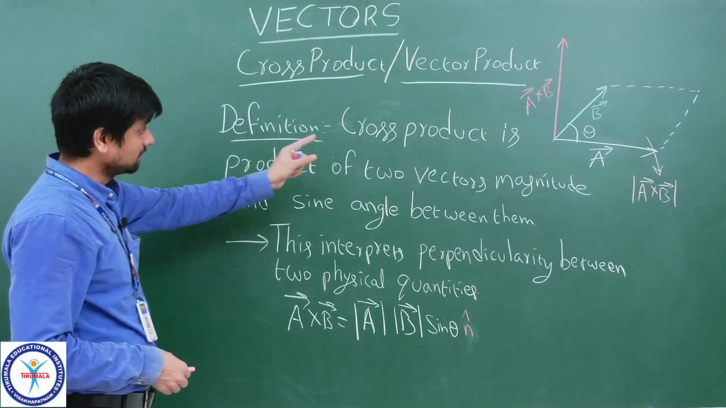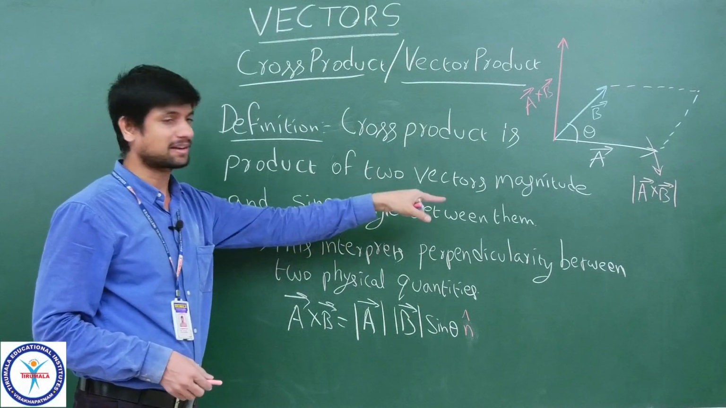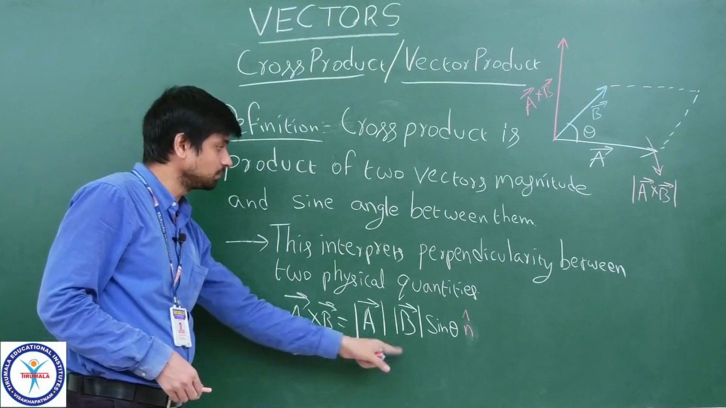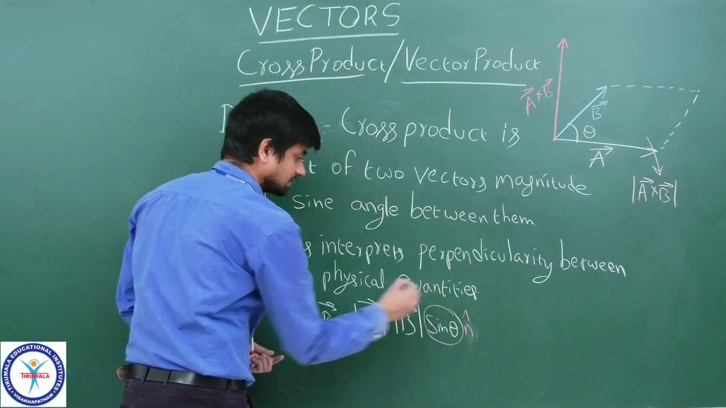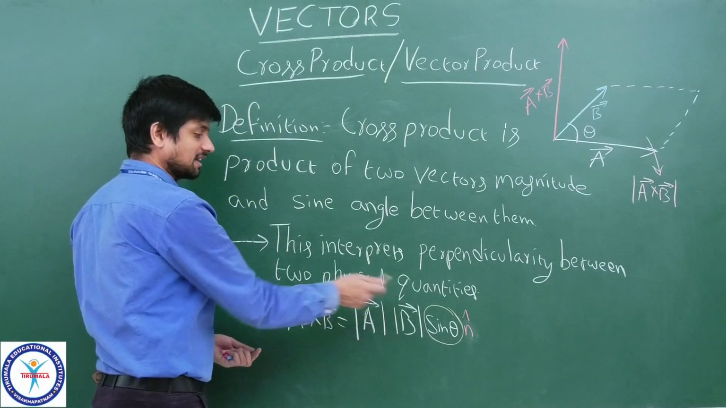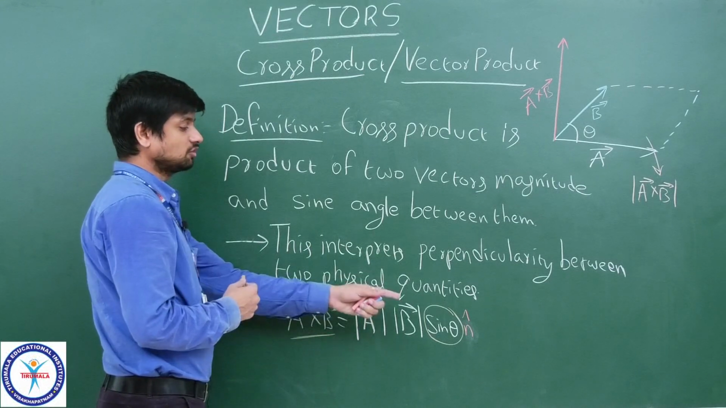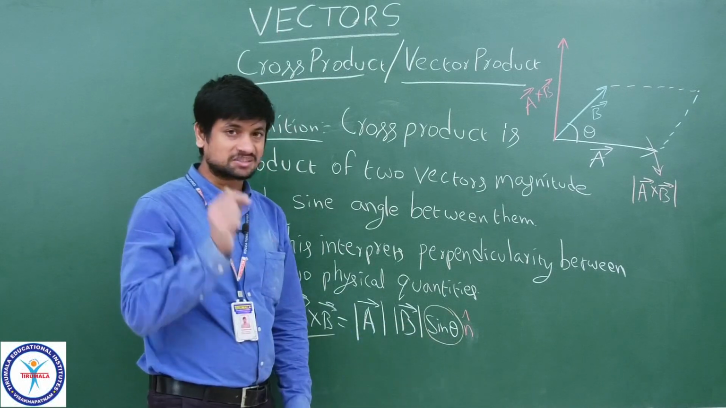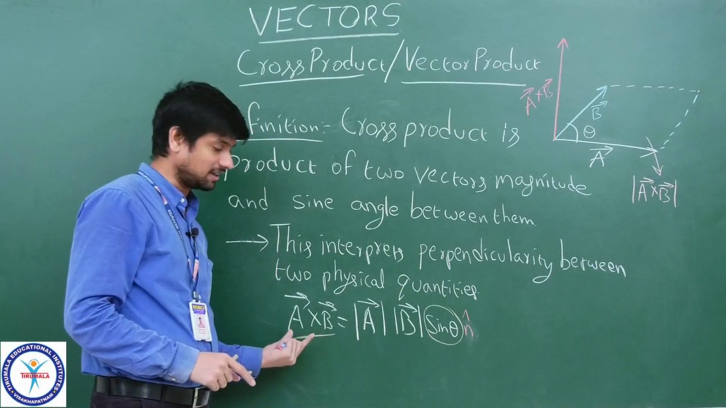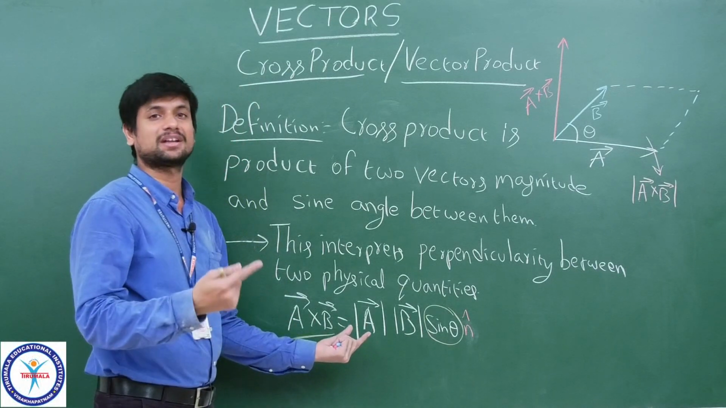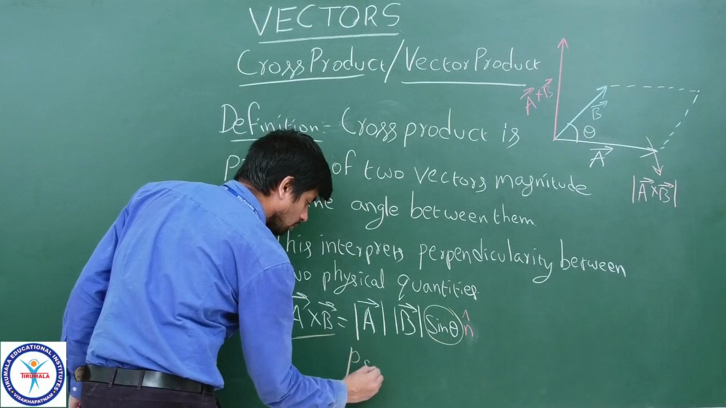See children, here is the proper definition: the cross product is the product of two vectors' magnitudes and the sine of the angle between them. Look at this: modulus A, modulus B, sine theta, that is equal to A bar cross B bar. I mentioned one term here, small n with a cap. That means by multiplying two vectors, it gives you again a vector physical quantity, a pseudo vector. What is that? Pseudo vector.